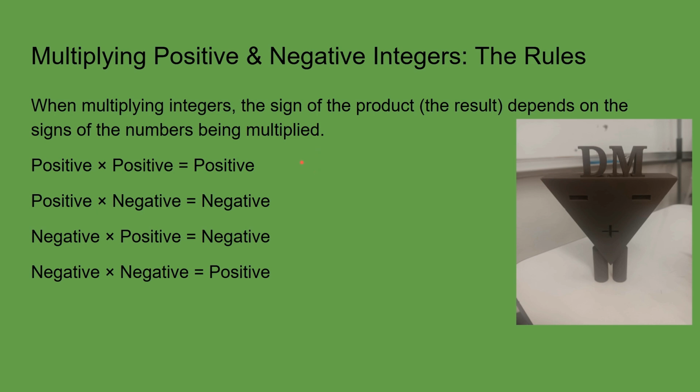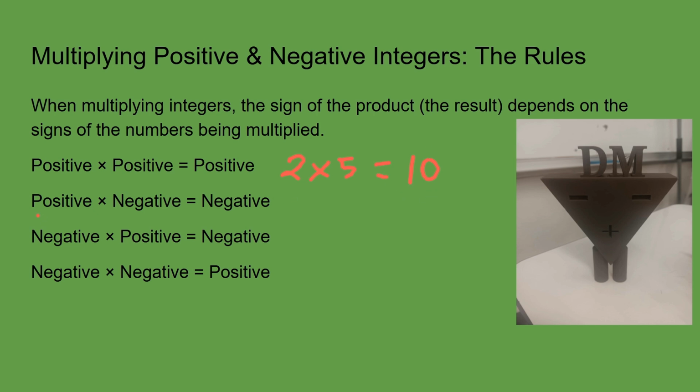Let us have an example. We have 2 times 5, both of them positive. So positive 2 times positive 5 will give us 10. Remember the rule, positive times positive equals positive. Since 2 and 5 are both positive and we multiply them, we will also have a positive result, which is 10.